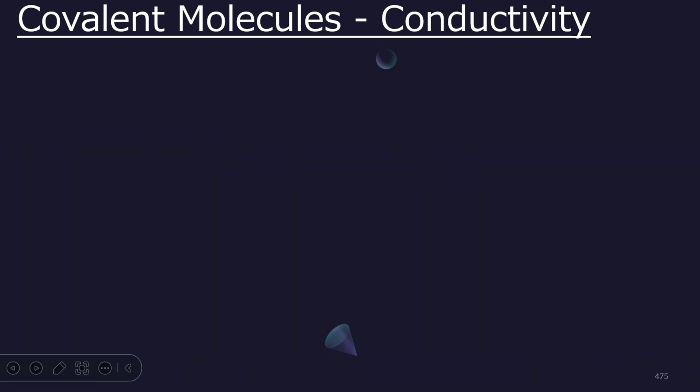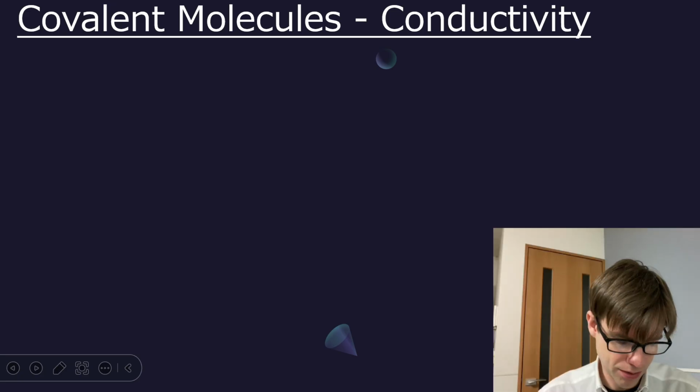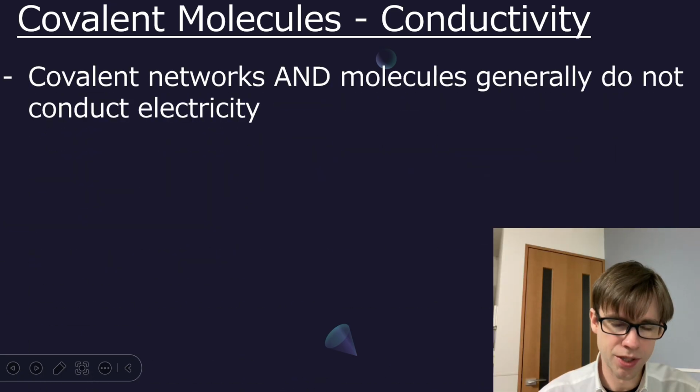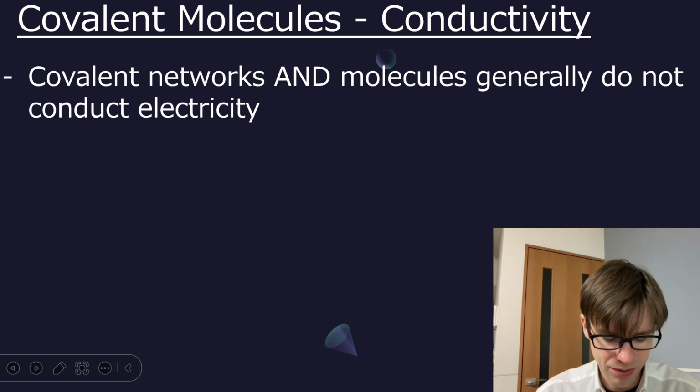What else? Conductivity. We've talked about this a little bit with ionic compounds. It's the ease with which an electric current, moving charged particles, can flow through. So covalent networks and molecules generally do not conduct electricity, especially compared to other types of bonding that we've seen, or we will see.